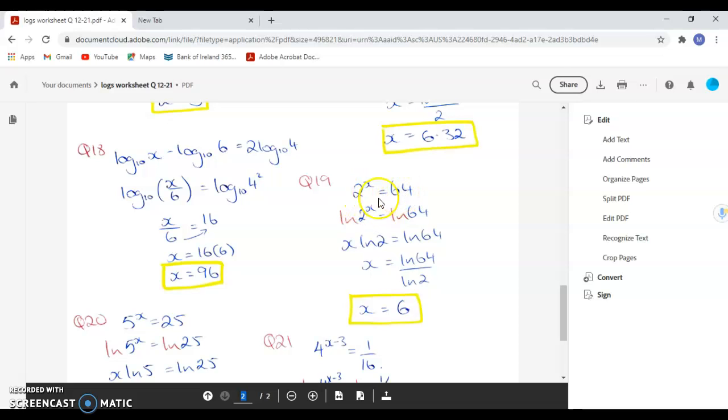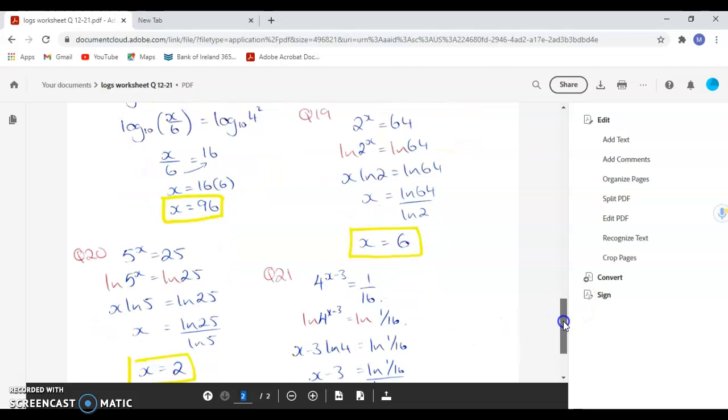Get the ln of both sides. ln, ln. And that allows me to bring my x down as a power. There it is. Your ln then goes on the bottom and divides over here. And you just throw it into the calculator, you get x is equal to 6.